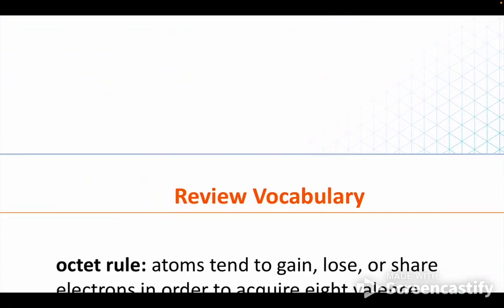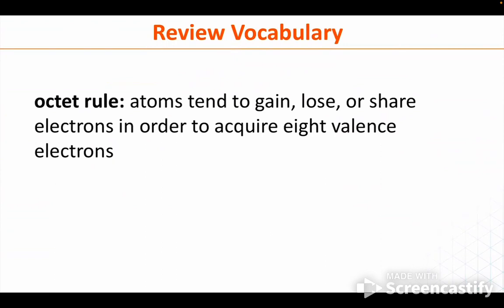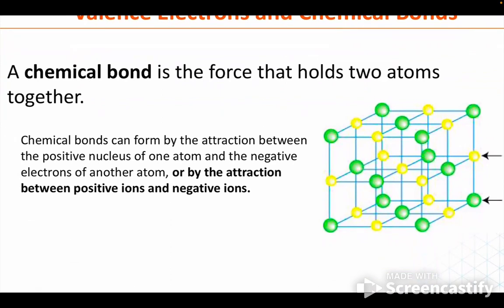So we'll keep going. The octet rule, we know this. Atoms want to be stable. Usually they end up with s2p6, which would be 8 electrons. A chemical bond is just the mutual attraction between atoms that holds them together. When you're looking at an ionic compound, like this one representing sodium chloride, the yellows are the sodium ions, cations, and the greens are the chloride ions, the anions. They're attracted to each other because they have opposite charges.